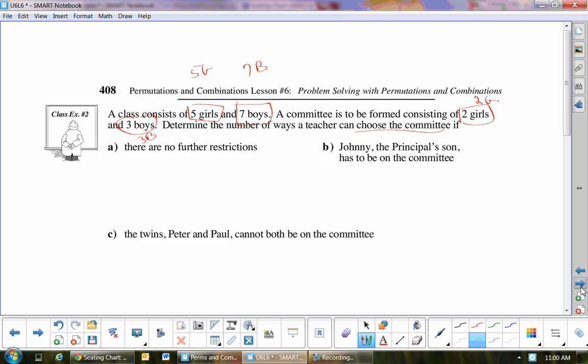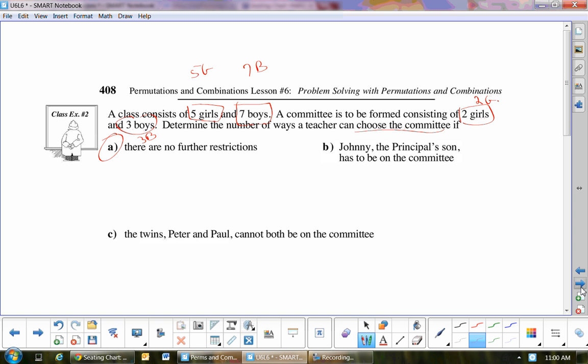Now, if there's no restrictions, like, don't kid yourself, there could be something this simple. Every single unit that we have, there will be one question on each of, did you even show up for class, right? So why not this one? So now at this point, this one should be easy.